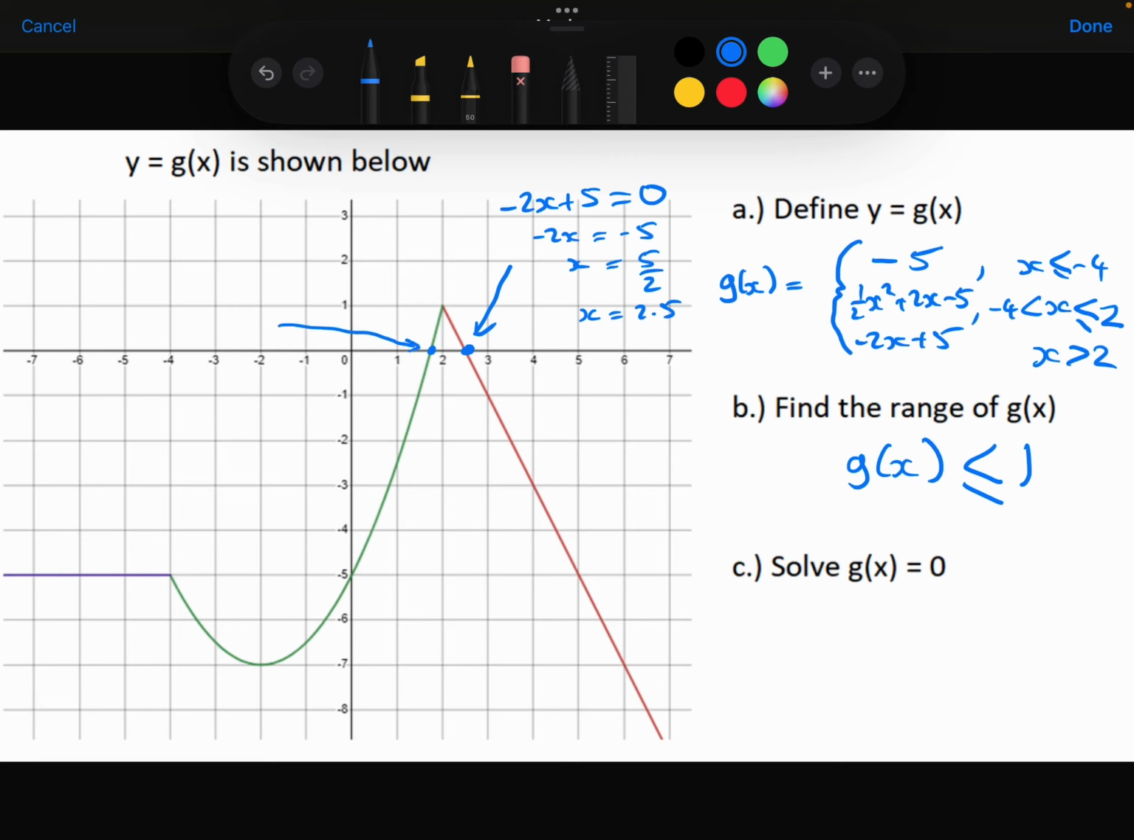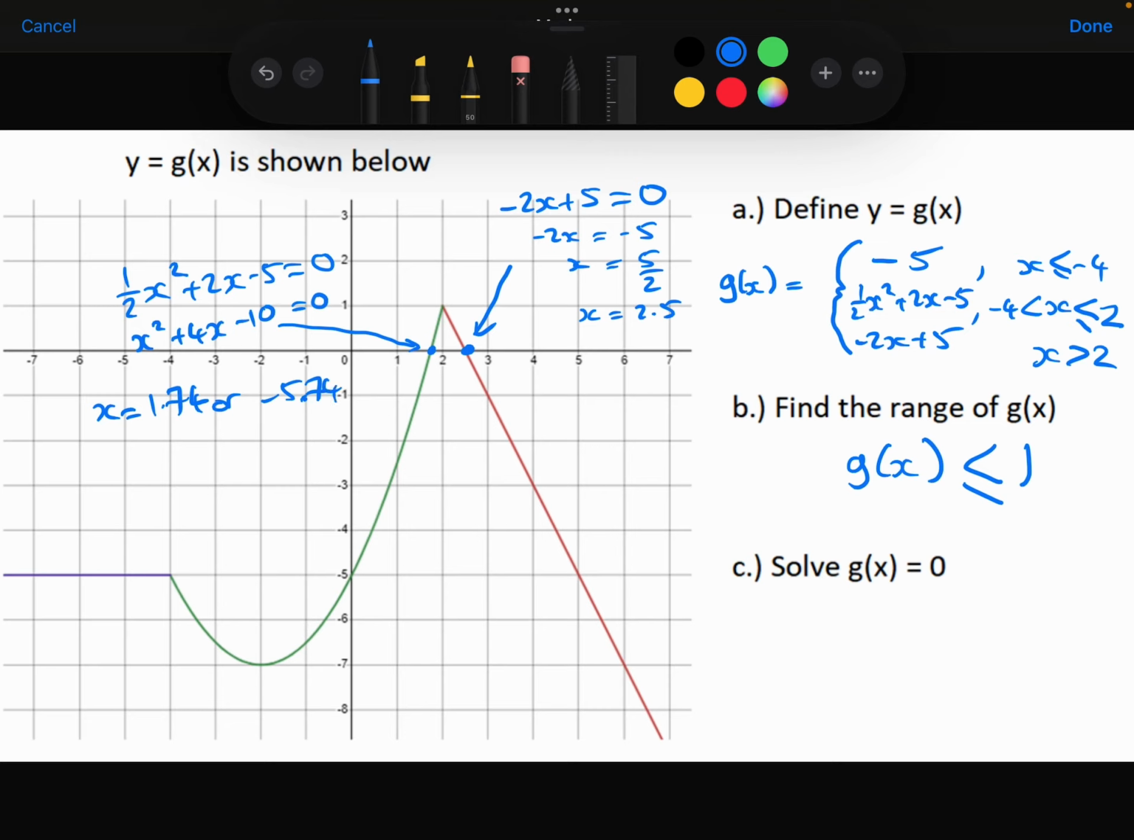Now for the other solution, that's where my quadratic is equal to 0. So a half x squared plus 2x minus 5 is equal to 0. Let's just multiply through by 2. And that's not going to factorise, so we'll use the quadratic formula here to solve this. And we find that x is either 1.74 or minus 5.74.